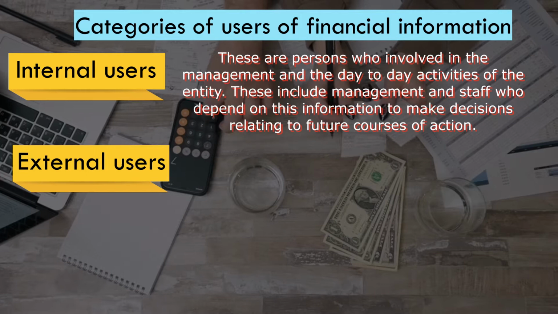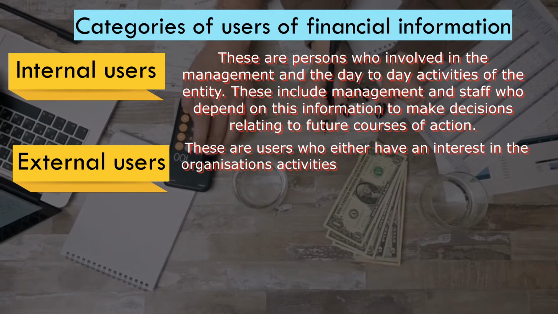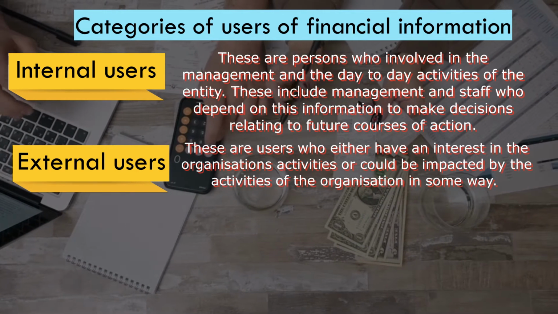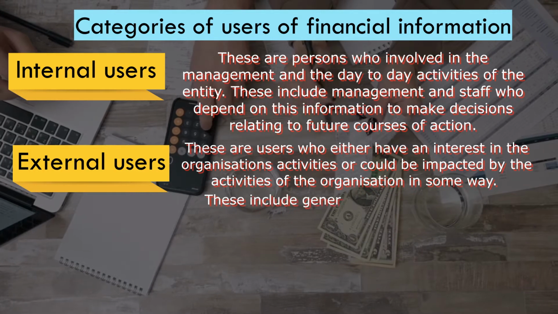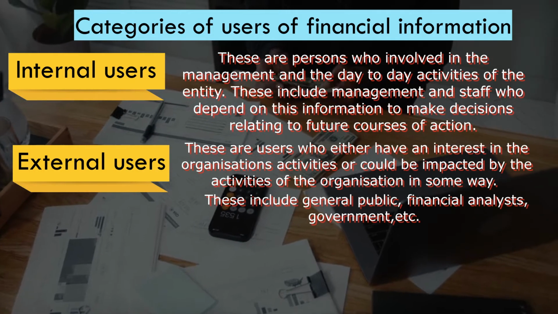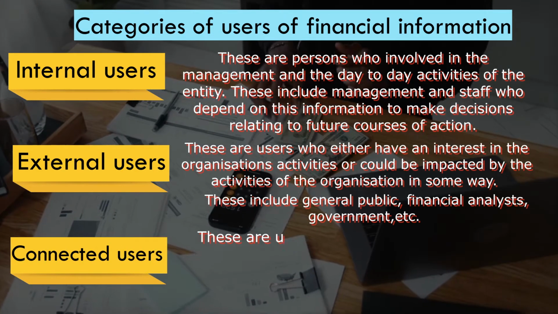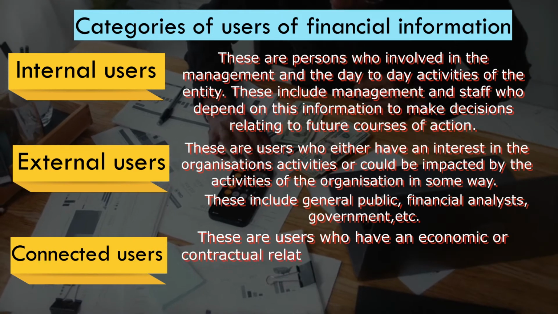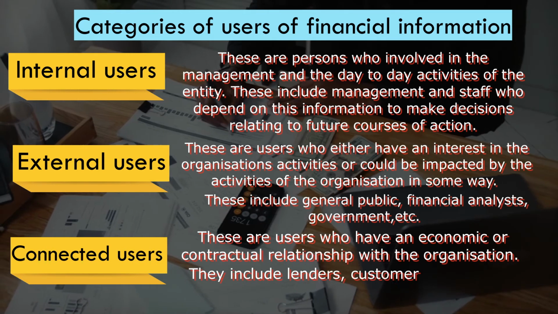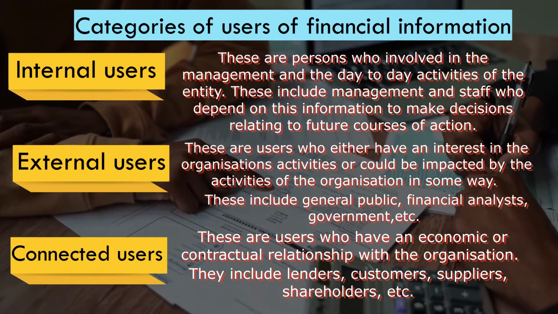Number two, external users. These are users who either have an interest in the organization's activities or could be affected by the activities of the organization in some way. These include general public, financial analysts, government, etc. Number three, connected users. These are users who have economic or contractual relationship with the organization. They include lenders, customers, suppliers, shareholders, etc.